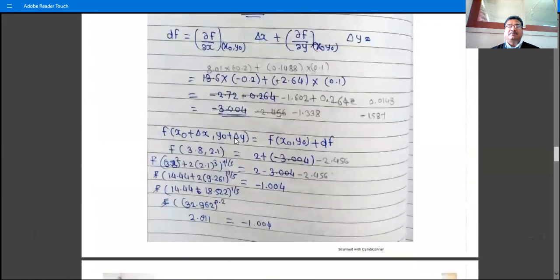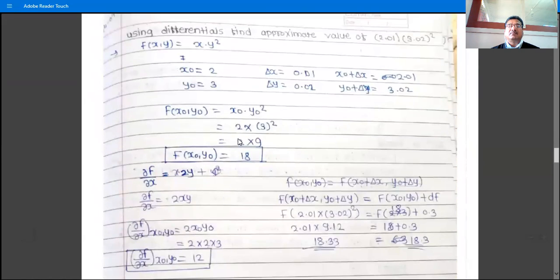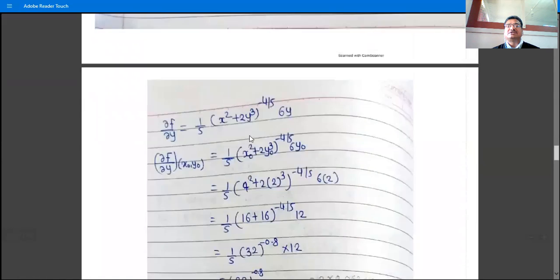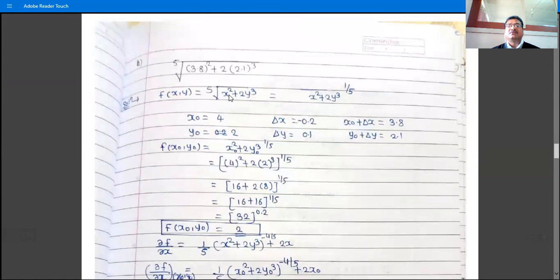So same problem, using differentials, find the values. So here the fifth root means we have to define the fifth root, and this 3.8 square means x square into 2, and 2.1 cube means y cube. So this is the function, and the same procedure. So we will see the remaining problem in the next lecture.